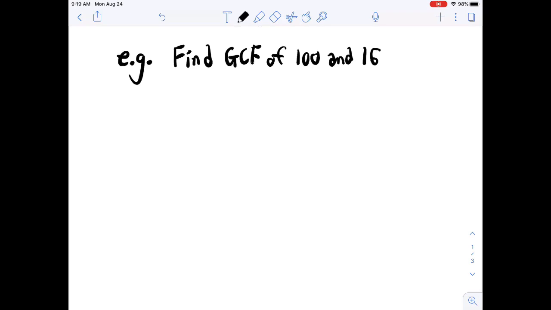This is an example. Let's say we are to find the GCF of the numbers 100 and 16. We will need to find the prime factorizations for each of these numbers first. Now, if you watched my previous video, you will see how a tree diagram comes in handy when you want to express a composite number as a product of prime factors. I will show you the tree diagram for each of these numbers, but if you already have a good understanding of the tree diagram, feel free to skip this part.